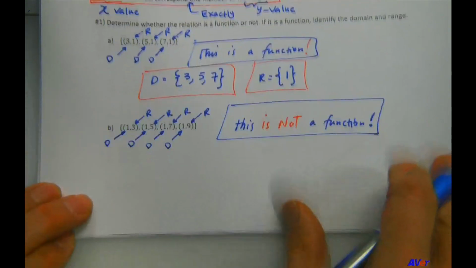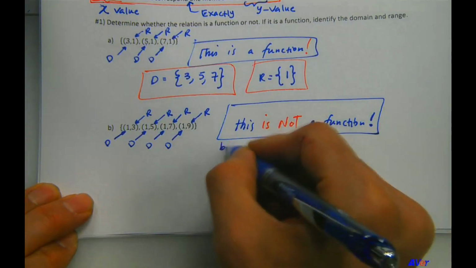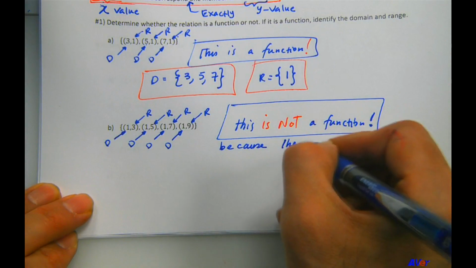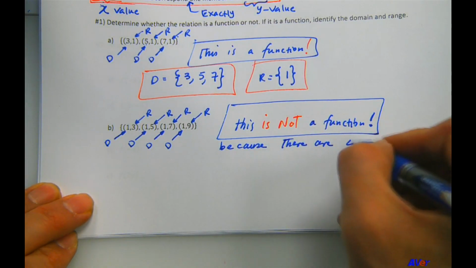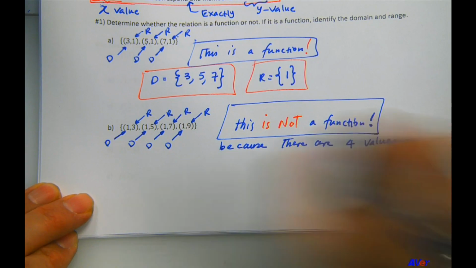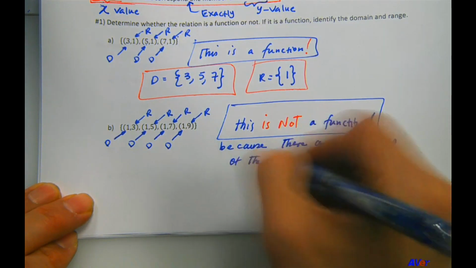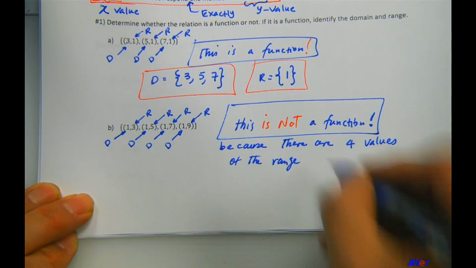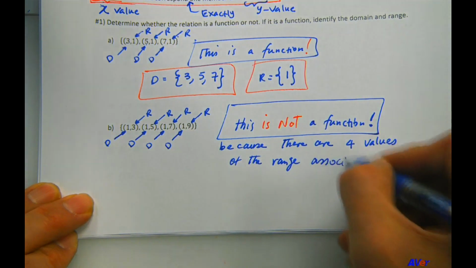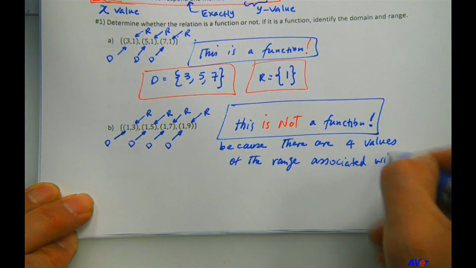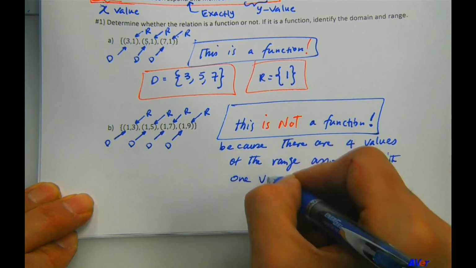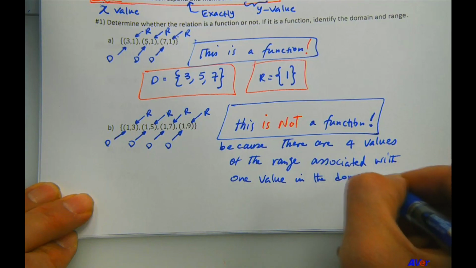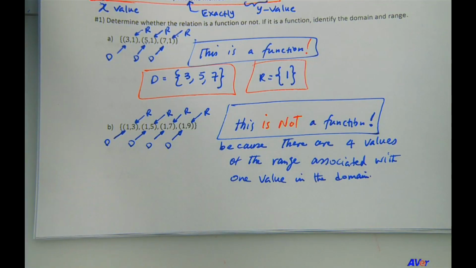Let me actually describe more. So this is not a function because there are 4 values of the range associated with 1 value in the domain. Okay, that's why.